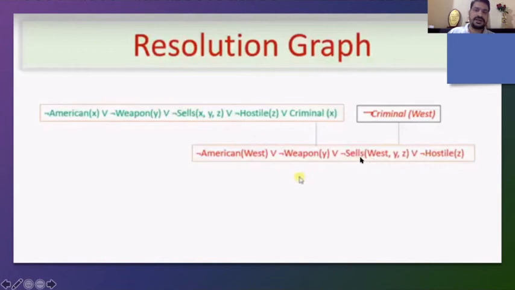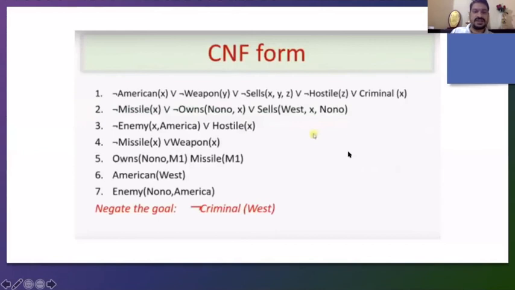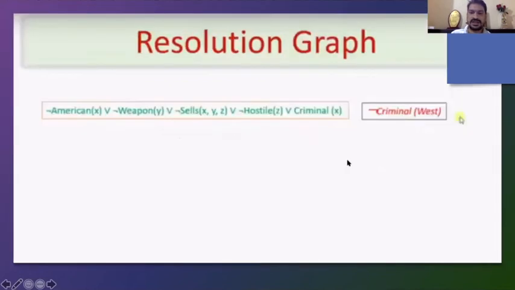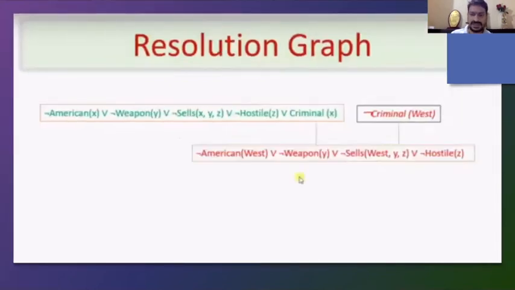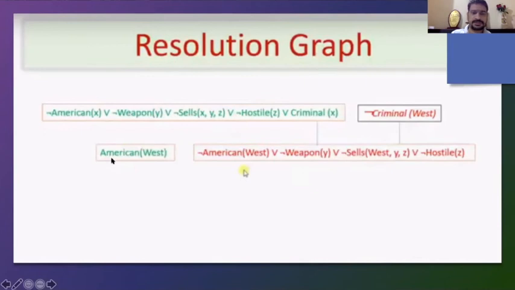Now after that, we use another CNF clause that is there. We can use any of the CNF clauses again, and we'll apply it to this statement. So we'll apply the sentence American(West). Now when we apply this American(West), the unit resolution with the clauses given, what will happen?